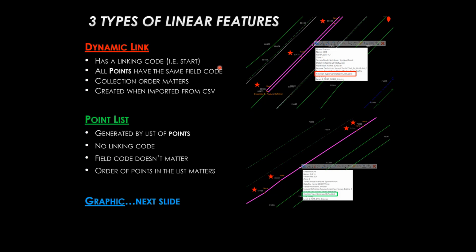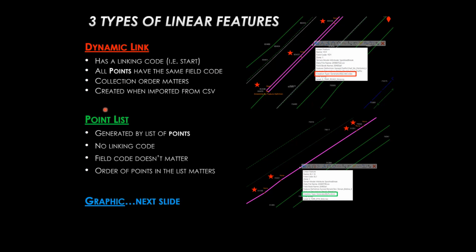And all the points must have the same field code. So all the points in a line must have, if it's a break line, they must be a BL1 or whatever that stringing ID is. And the collection order matters. So the order that you collect them is the order that it's going to come into the Fieldbook data, and you can't modify that.